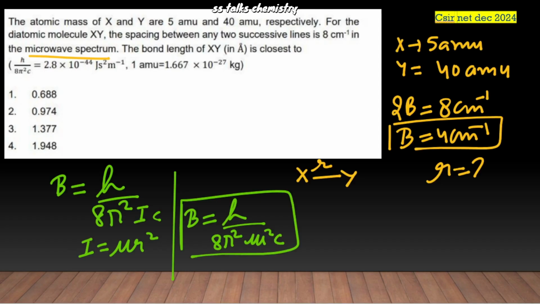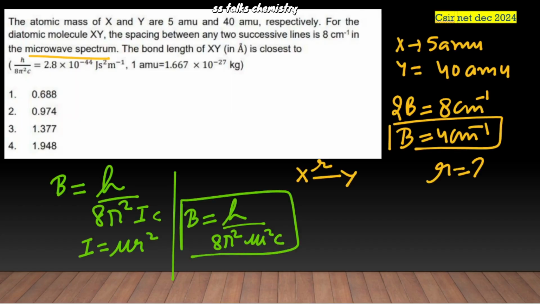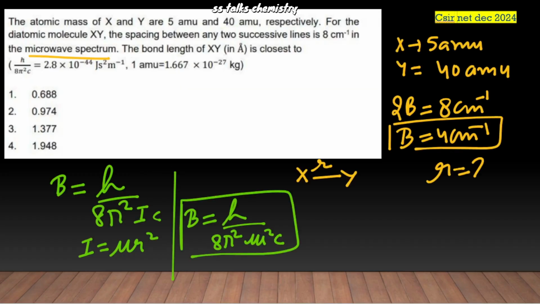Now this value, h upon 8π² c, is given to us. B value we have found, and just the μ value additionally I need over here. So firstly let's substitute this value. It is 2.8 × 10^-44 upon the B value that we have found, which is 4 centimeter inverse.